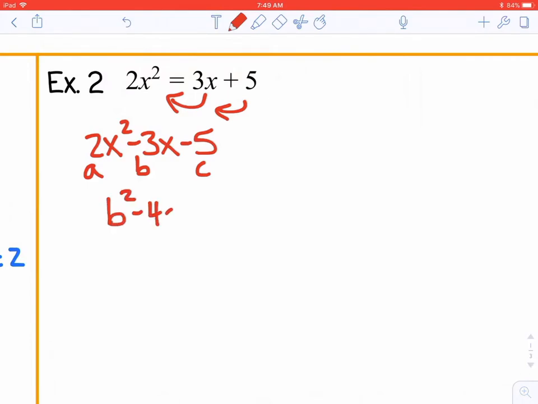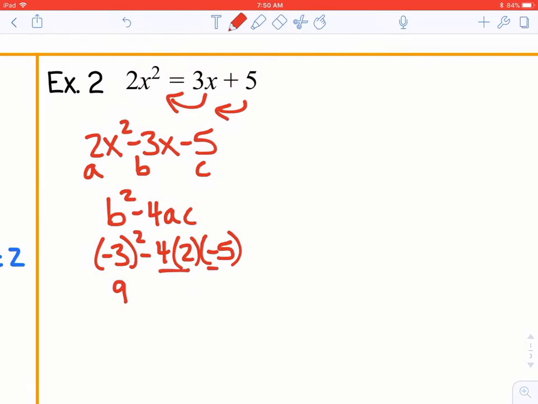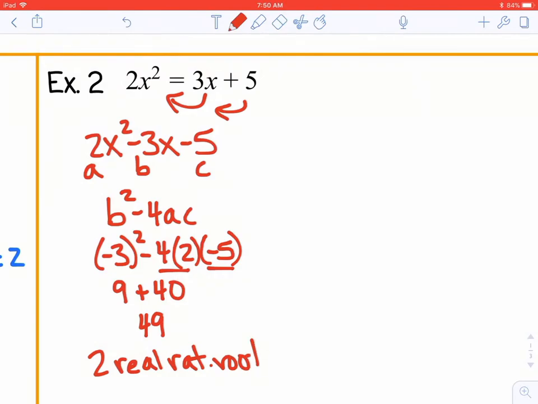So B squared minus 4AC is our discriminant, which would be -3 squared minus 4 times 2 times -5. I'm just plugging in the B, the A, and the C value, and then I'm going to clean that up. So -3 squared would be +9, minus 4 times 2 is -8, times -5 would be +40. So we get 49. So we know if it's positive and it's a perfect square, that we should have 2 real rational roots when we do our quadratic formula.